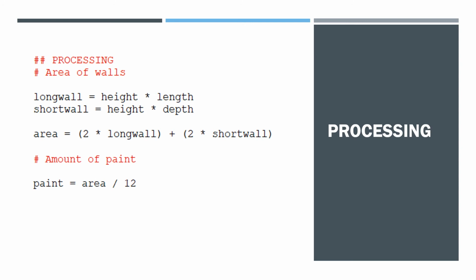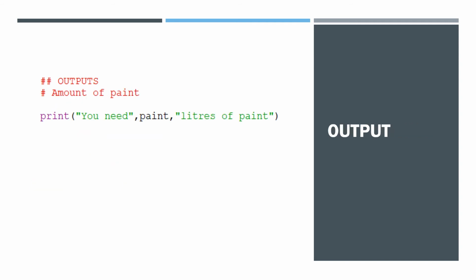Oh yeah, and then I had to calculate the amount of paint, which is the area divided by 12. That's quite a straightforward calculation. And then the output section of the program, very easy. You need so many litres of paint, and that's readable and fairly straightforward. However, I decided to make it even more user-friendly by thinking about what my user, the painter of the room, really needed to see. And I changed the output section like this.